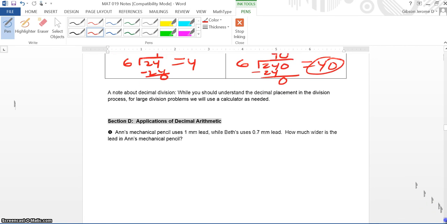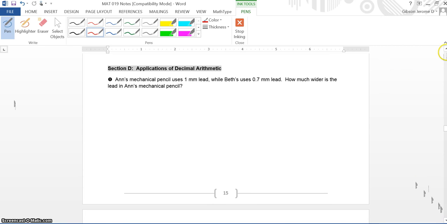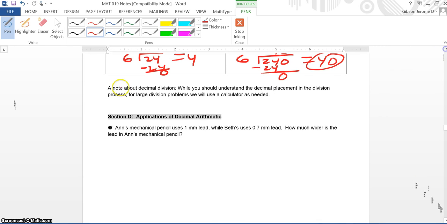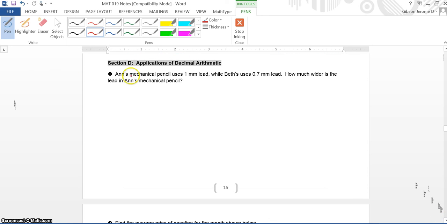Now we scroll down. Well, first, let's go back and read this note. It says, a note about decimal division. While you should understand the decimal placement in the division process, for large division problems, we will use a calculator as needed.